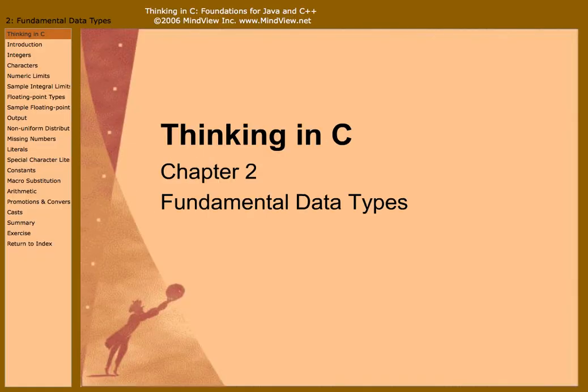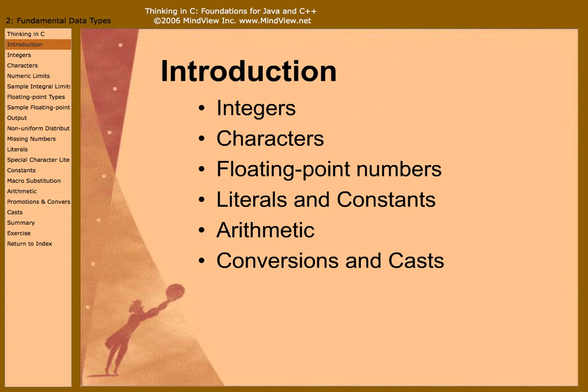Thinking in C, Chapter 2, Fundamental Data Types. What I mean by fundamental data types is numbers, the things that are the basic building blocks of all entities in a program. And those numeric types are integers. Characters are just a special form of integers.